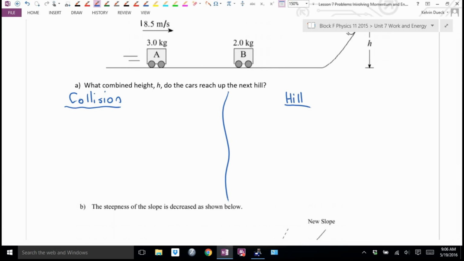Okay, let's tackle the collision. It is a collision, so it is a job for momentum. Before the collision, what's moving: car A, car B, both or neither? And momentum is what times what?